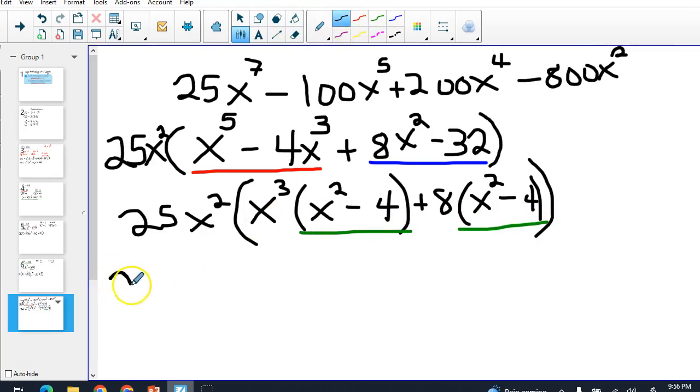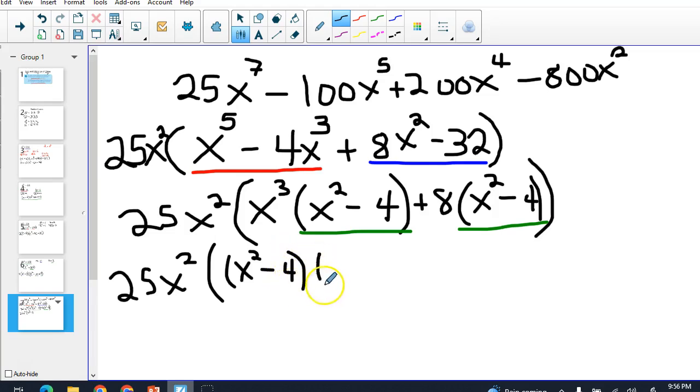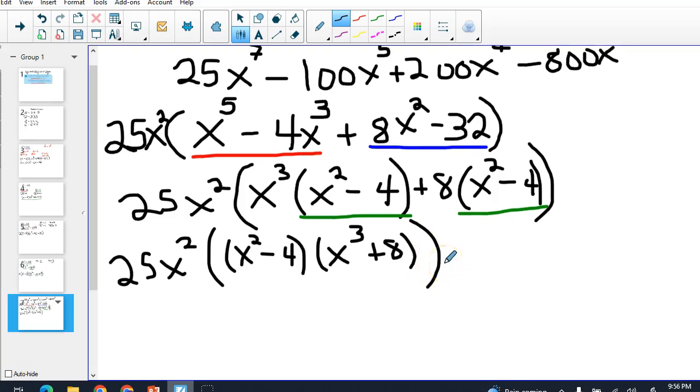So we're going to factor that out. We still have our 25x squared on the outside, big parentheses. We're factoring out x squared minus 4. We have left x cubed plus 8. Close our parentheses. Now, since we're just multiplying by stuff in here, we do not need these parentheses anymore. There's no adding and subtracting in there anymore, so it doesn't really make a difference.